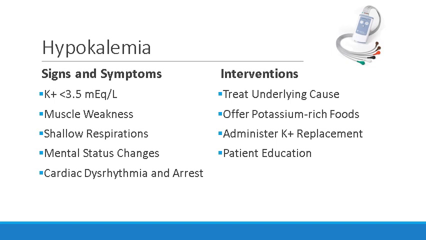Interventions for someone with hypokalemia would be first to treat any underlying causes. So if we know why their potassium's low, figure that out first. Making sure that we're offering potassium-rich foods, administer potassium replacements, patient education of what foods are potassium rich, what could be causing them to have potassium depletions. When we talked on the previous slide, I mentioned to you bowel preps or diuretics that don't spare potassium, things like that can put people at really high risk.